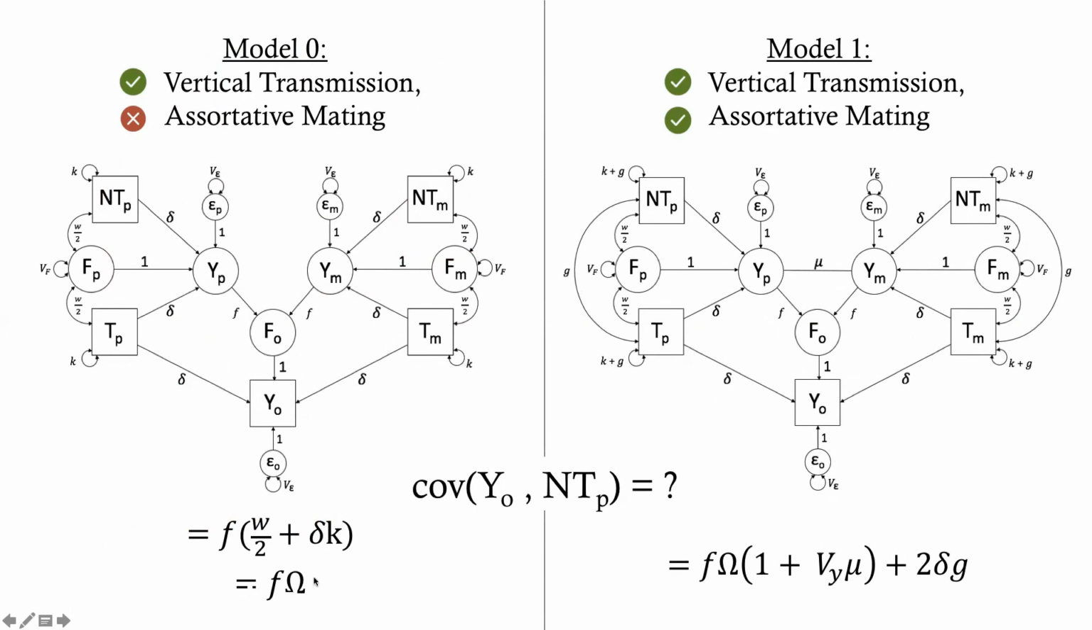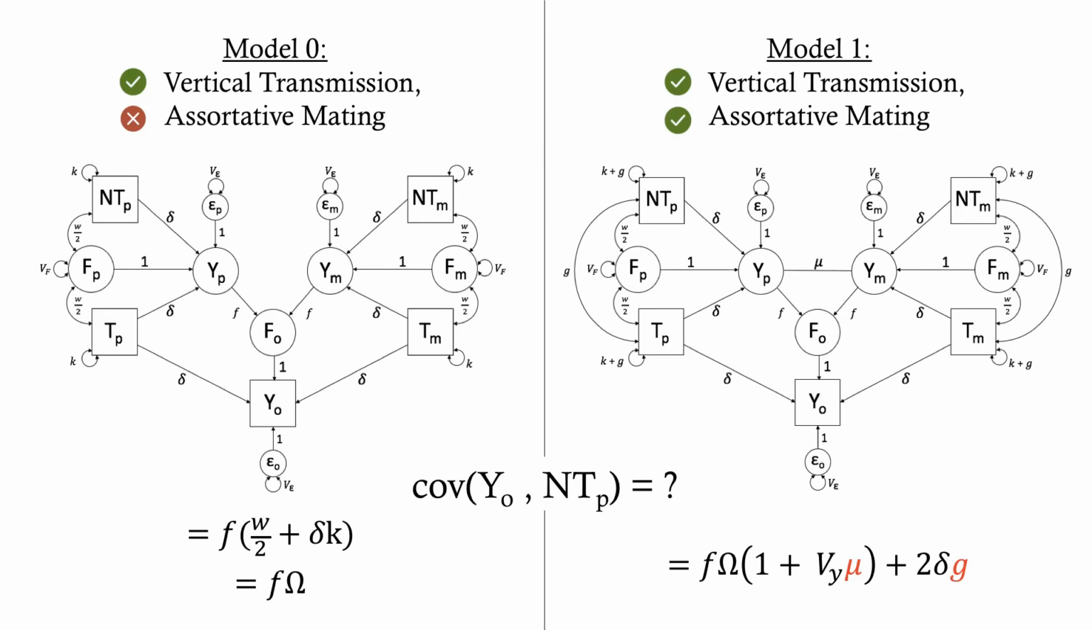And it's important to note, in this algebraic constraint on the right, we have this mu and this G, which are capturing the effects of assortment. So if we use model 1, and there actually is no assortment on our trait of interest, then mu and G will both be equal to 0, and that would cause this equation on the right to be equal to the equation on the left, where we assume no assortment.